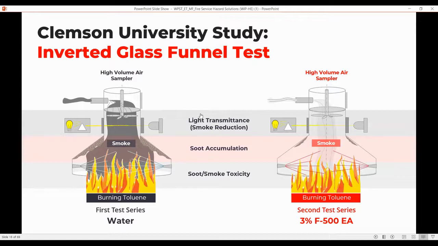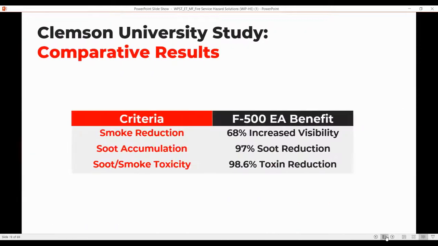They were looking for things like light transmittance through the smoke. So what was the density or the opacity of the smoke? They were drawing smoke samples throughout the testing to see what was in the actual smoke. So what was the toxicity, what was included in that smoke. And then, the last thing they looked for was how much soot accumulated on that inverted funnel. So how much soot was actually created from the burning fuel.